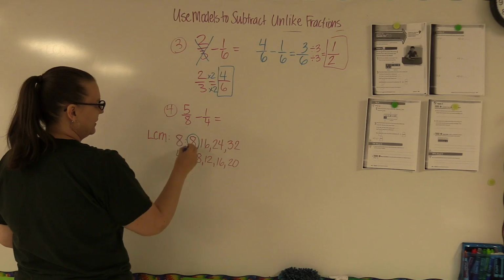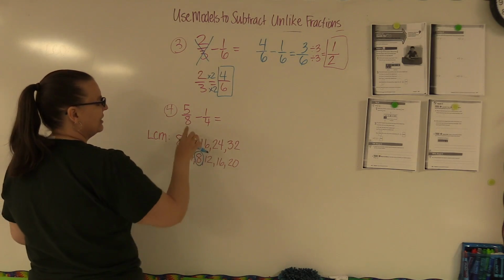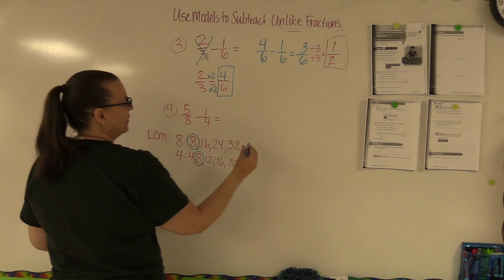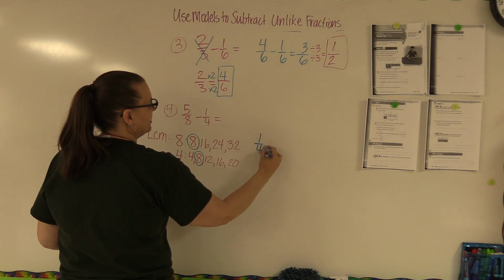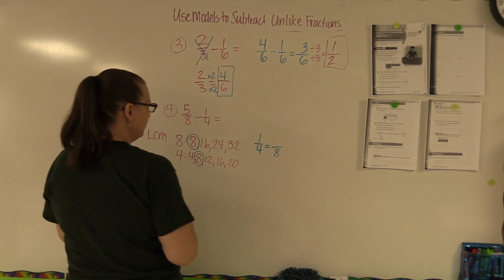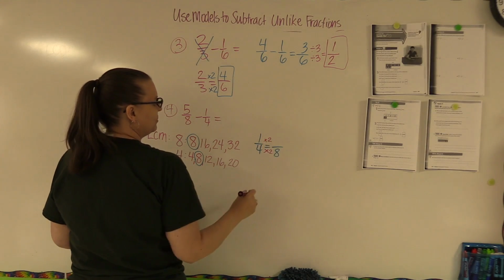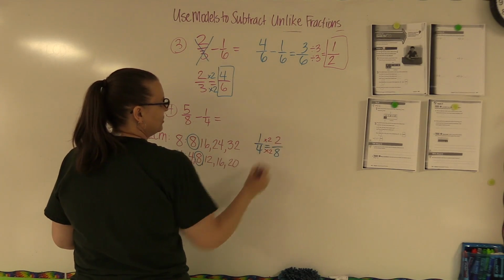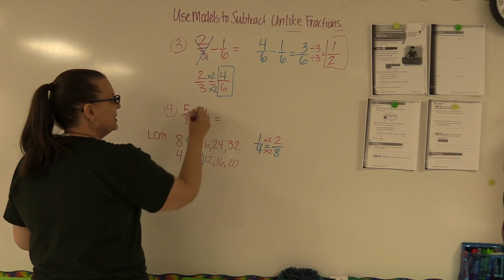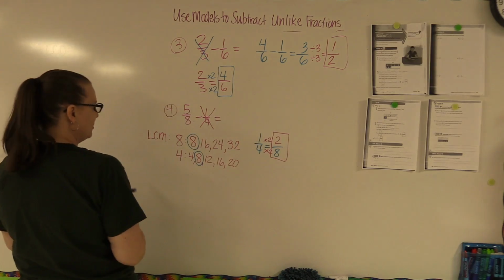Well, look at that. They both have an 8. So we want to change these into 8ths. Luckily, 5/8 is already done. So all we're going to have to do is change 1/4 into 8ths. So what did we do to 4 to make 8? Multiply by 2. If you do it to the bottom, you do it to the top. 1 times 2 is 2.